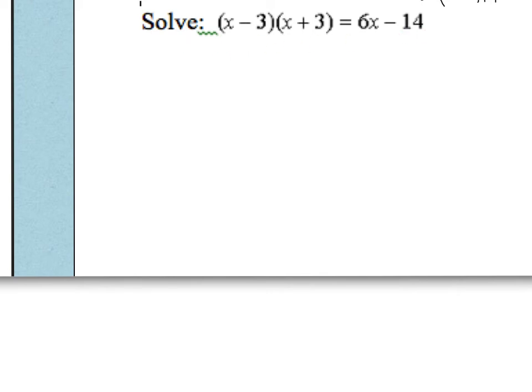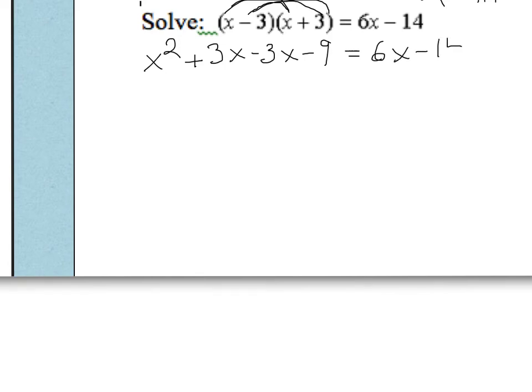If that's the case, we have to actually do x times x, which gives us x squared, and then x times 3, which gives us 3x. Then negative 3 times x, which gives us negative 3x. And then negative 3 times 3, which gives us negative 9. And all that equals 6x minus 14. So now you kind of see what I'm saying. I needed to make these into terms without the parentheses so that I can combine these with them. And then we're going to get everything on one side equal to 0. So let's keep going with this one.